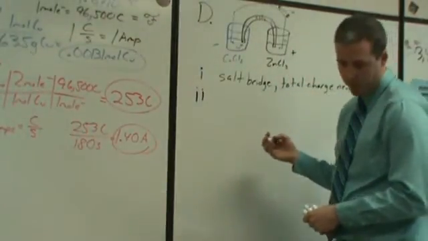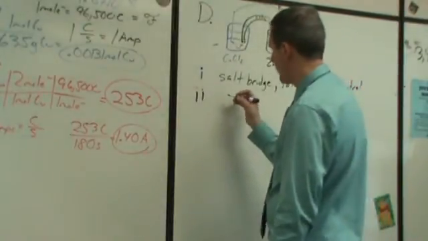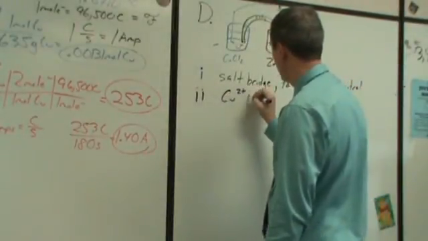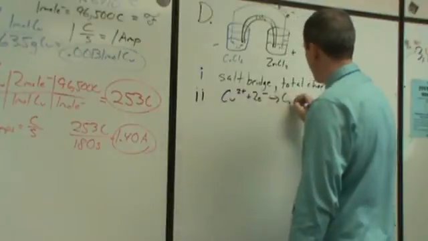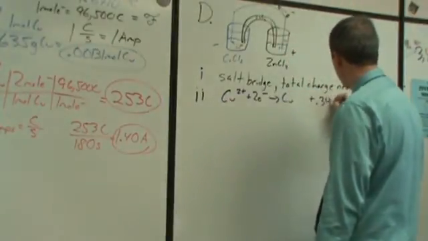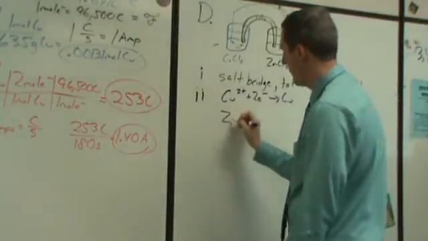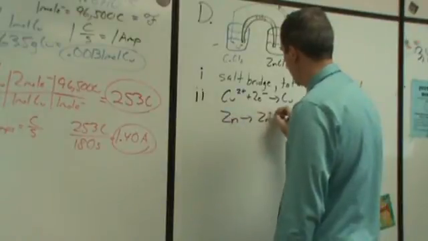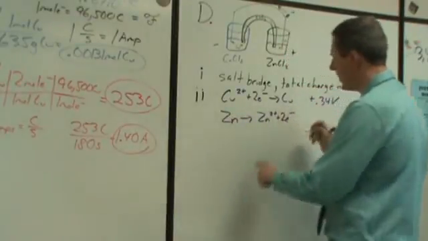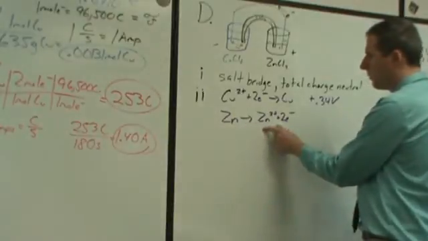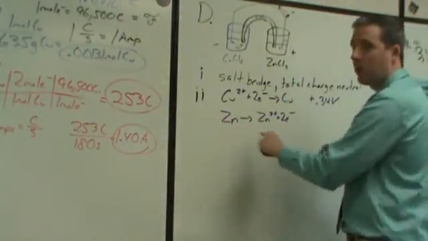Second question says, what's the voltage? And so here we're taking the copper 2 to copper, which was positive 0.34 volts. And we're going to flip the second reaction. And when I do that, I'm taking the zinc metal from the zinc ion from being reduced to the zinc metal being oxidized.